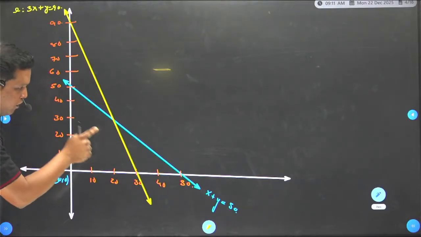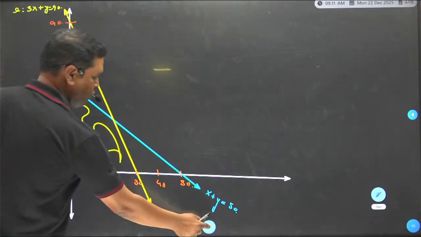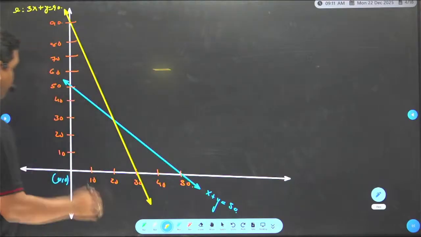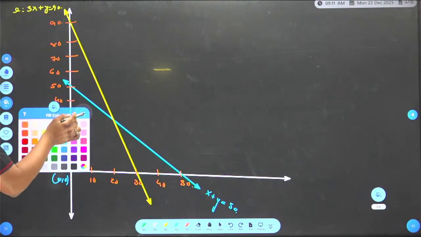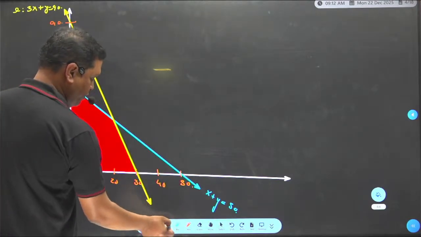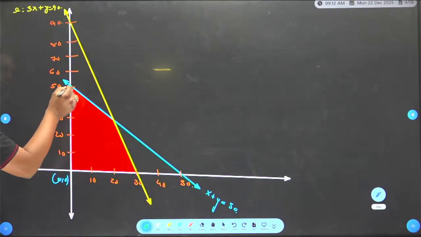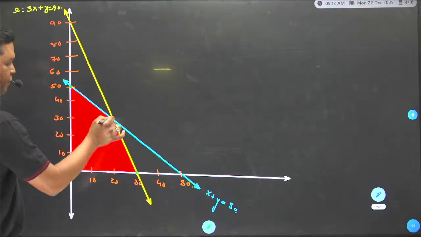So now what is the common? This one is the common portion. If this one is common, then that portion is indicated by a dark line. This is your graph. So now this is called corner points. Which are the corner points? First, second, third, and fourth.